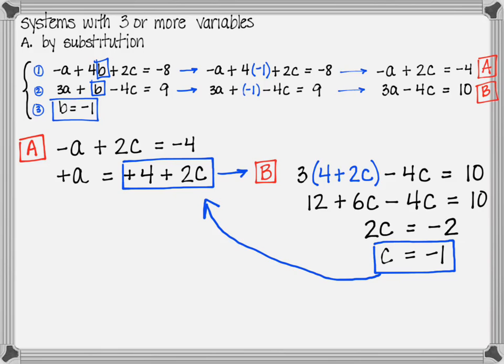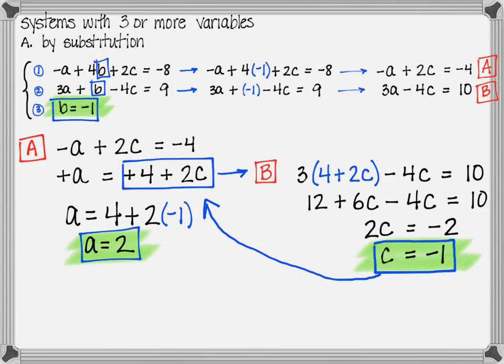distribute, collect, and simplify, and we get that c equals -1. And then if I plug that value for c back into equation A and simplify, we get that a equals 2. And now we have these three values. A is 2, B is -1, and C is -1.